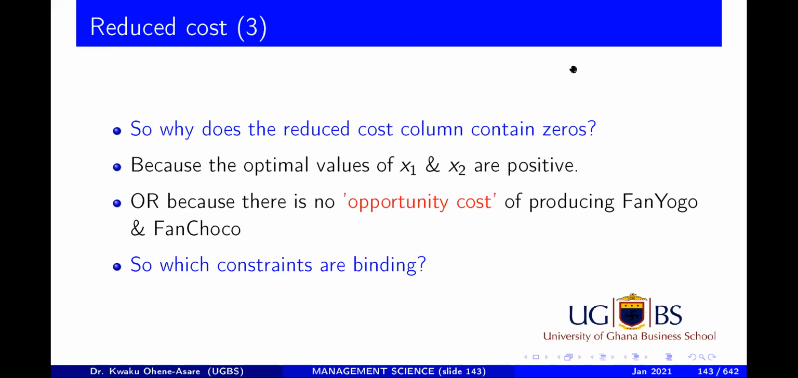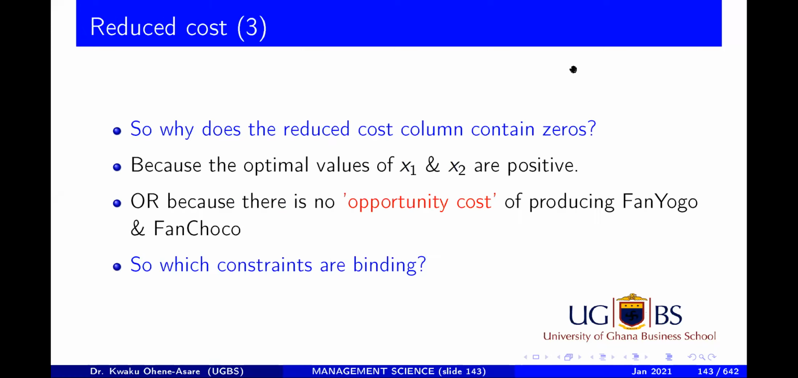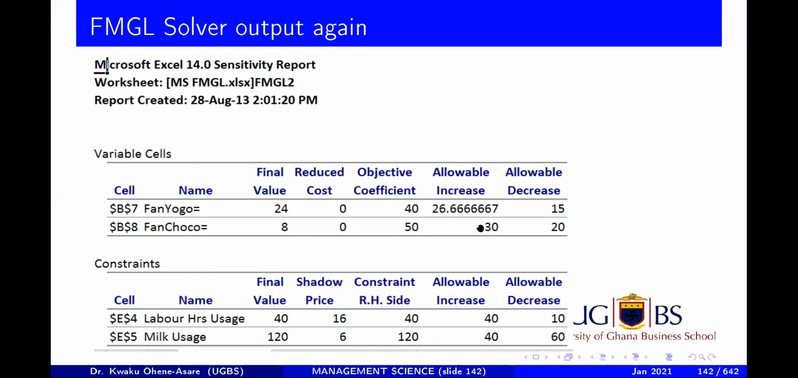Now I want you to look at the shadow price. What is it? Well, look at it carefully. Between the left-hand side constraint and the right-hand side of the constraint is something we call the shadow price. It's probably one of the important concepts you've got to learn in this topic.